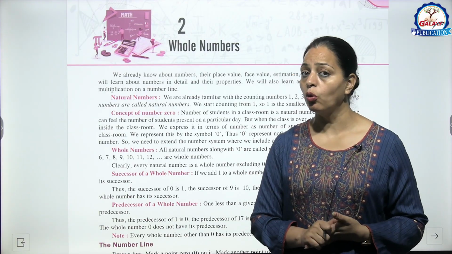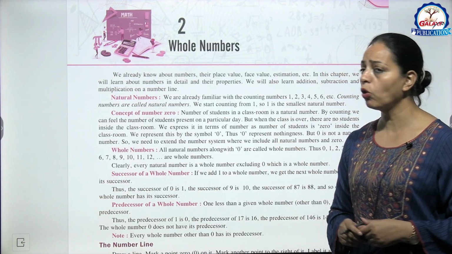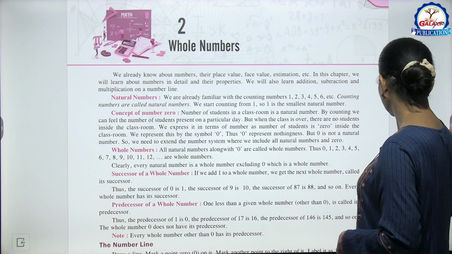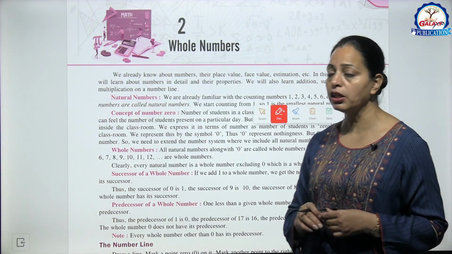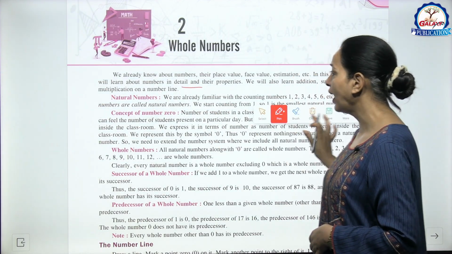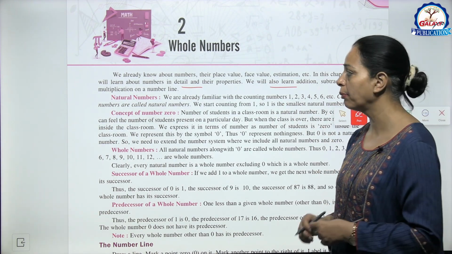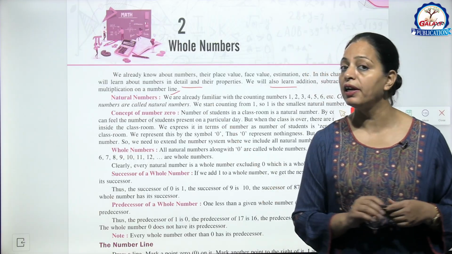Now, Chapter 2, Whole Numbers. We already know about numbers, their place value, face value, estimation, etc. In this chapter, we will learn about numbers in detail and their properties. We will also learn addition, subtraction and multiplication on a number line.